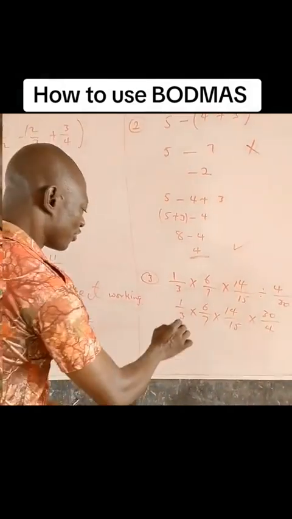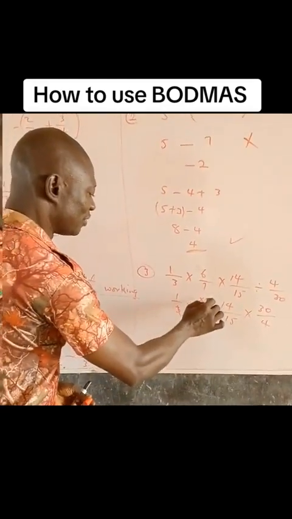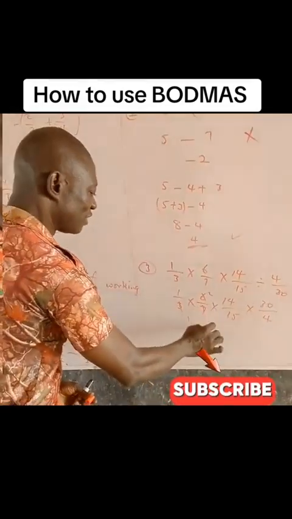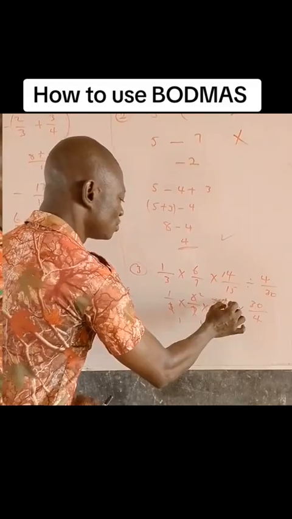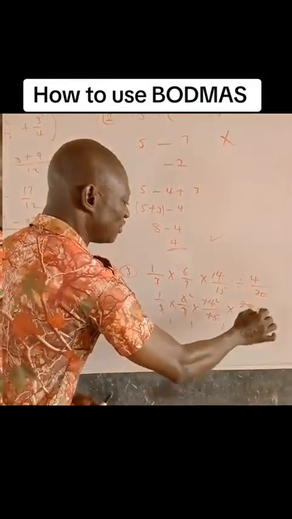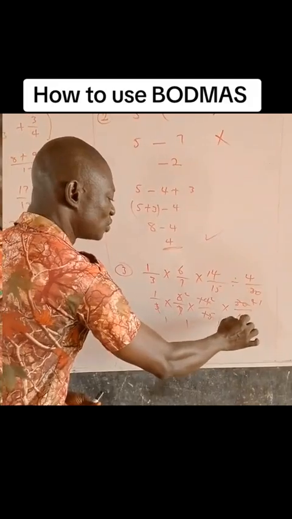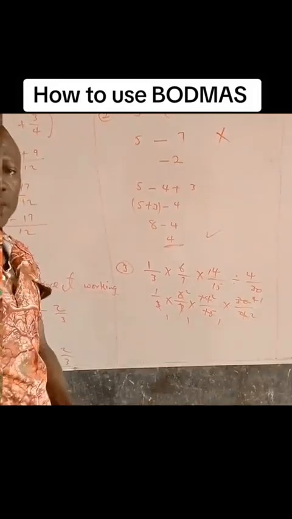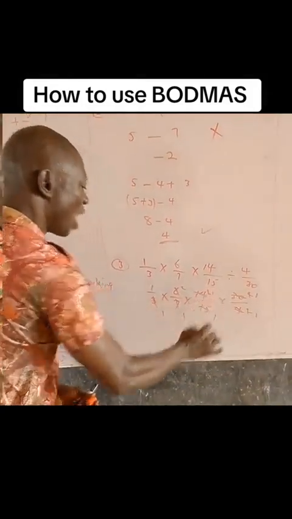And so 3 can divide itself to give you 1. 3 divides 6 to give you 2. 7 can divide itself to give you 1. 7 divides 14 to give you 2. 15 can divide itself to give you 1. 15 divides 30 to give you 2. Then 2 divides itself to give you 1. 2 can divide 4 to give you 2. Finally, 2 can divide itself to give you 1, and 2 can divide itself to give you 1.